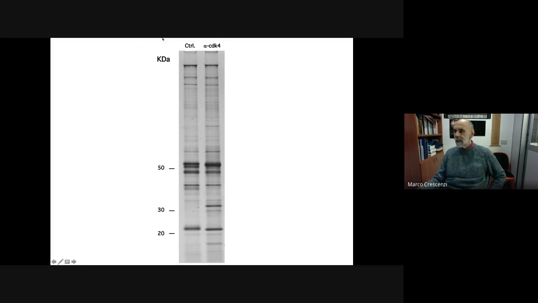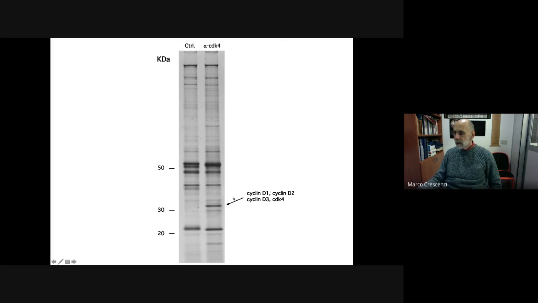The way we do it is by comparing these two lanes. Whatever is present in both lanes is most likely background, non-specifically precipitated proteins. Whatever is present in this lane here, but not in this other, is presumably a protein co-precipitated along with CDK4. And so you can see a few of these bands here, here, here, etc. And so we identified the proteins present in several of these bands. Here is part of what we found.